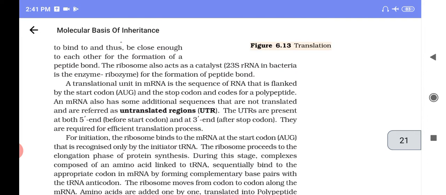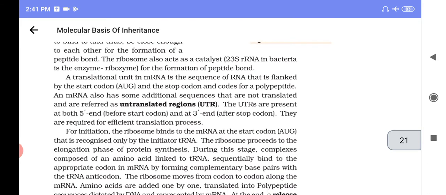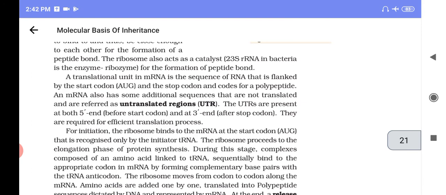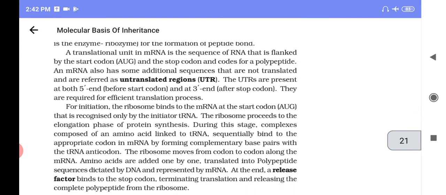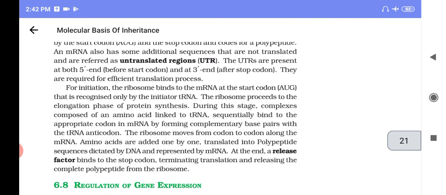For initiation, the ribosome binds to the mRNA at the start codon AUG, which is recognized only by the initiator tRNA. The ribosome proceeds to the elongation phase of protein synthesis. During these stages, complexes composed of an amino acid linked to tRNA sequentially bind to the appropriate codon in the mRNA by forming complementary base pairs with the tRNA anticodon.